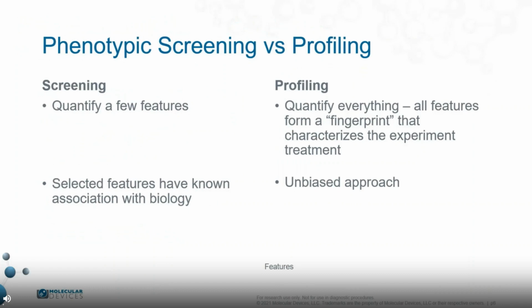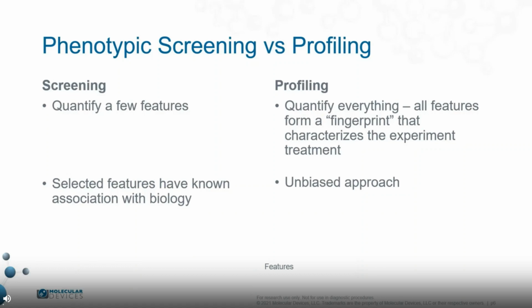Now, I would also like to take some time to explain the difference between phenotypic screening versus phenotypic profiling, just to give an idea of how powerful profiling is. So, with screening, you would typically quantify a few features. And these features are selected based on some known association with the biology. When it comes to profiling, the idea is to quantify everything. And so all the measurements that you gather form a so-called fingerprint that represents the cell biological state.